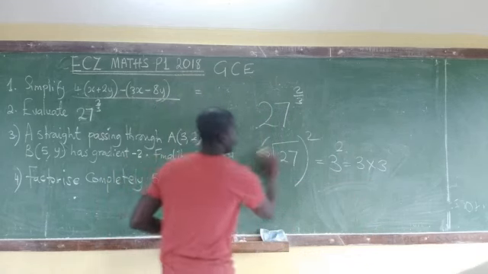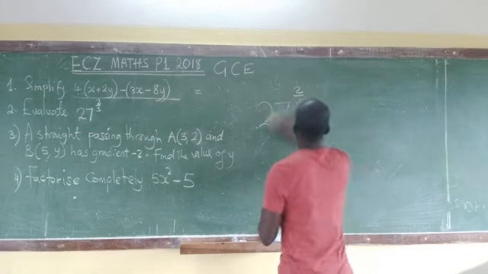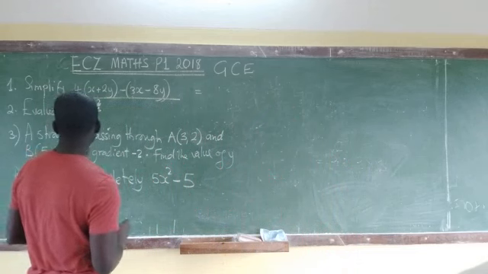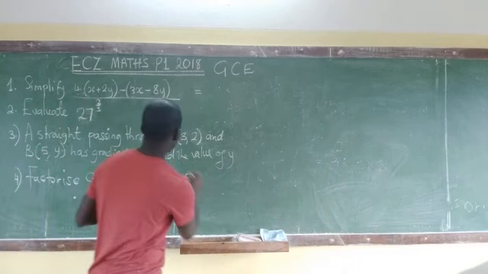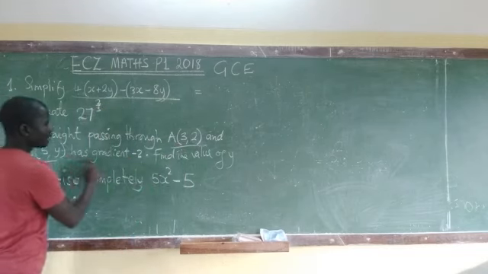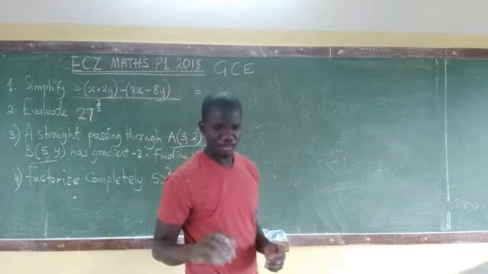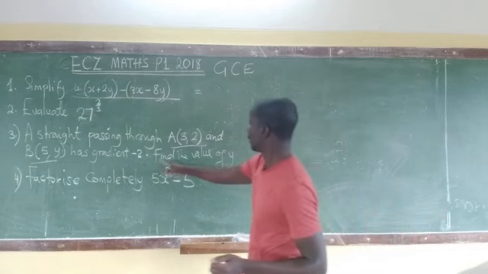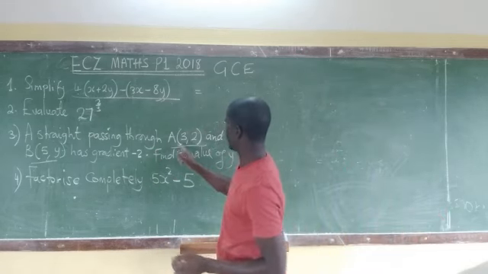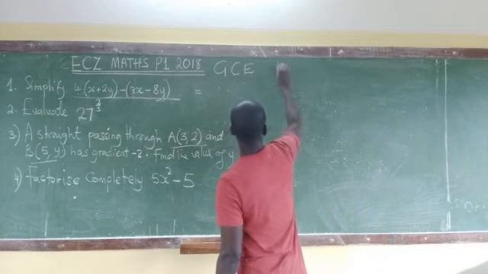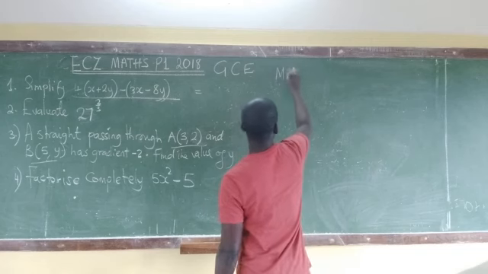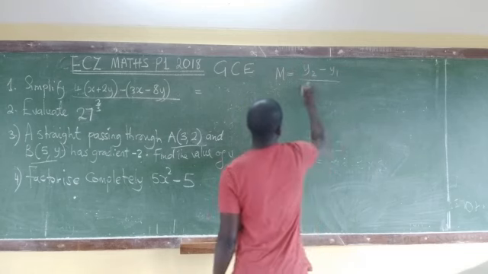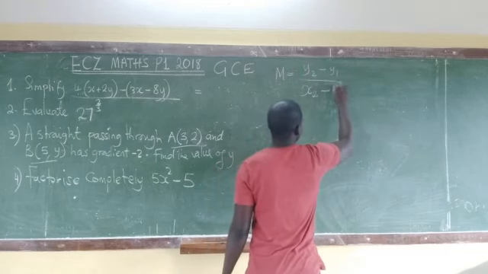Okay, we move on to question 3. I said we are going to do how many questions? 23 questions, okay? By the end of this lesson. A straight line passing through A and B has the gradient of 2. Find the value of y. So we need to find the gradient of these 2 points. This line, okay? So gradient is represented by the letter M. And we say y2 minus y1 over x2 minus x1.